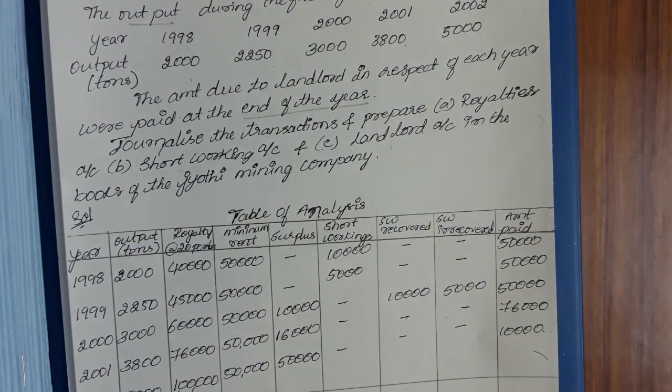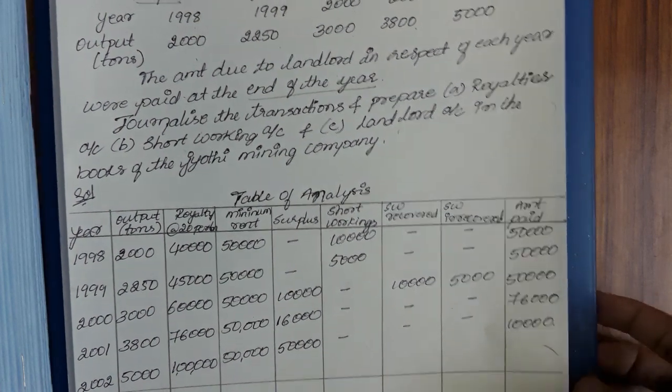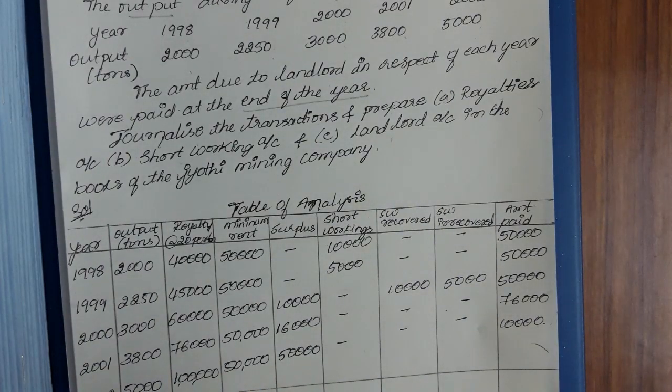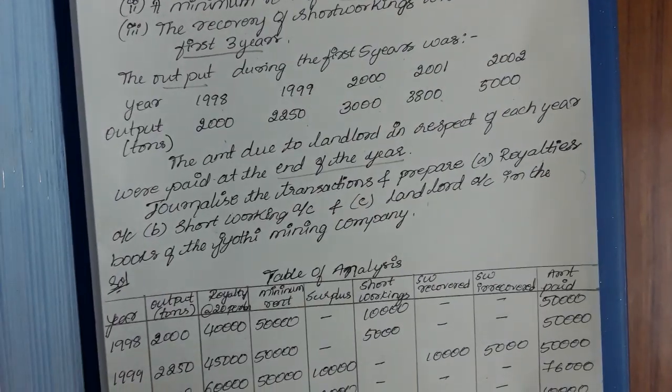As you can see here, they have not asked for minimum rent account. So now you know that this is the without minimum rent account method. What is the first thing you need to see? You need to calculate the table of analysis.